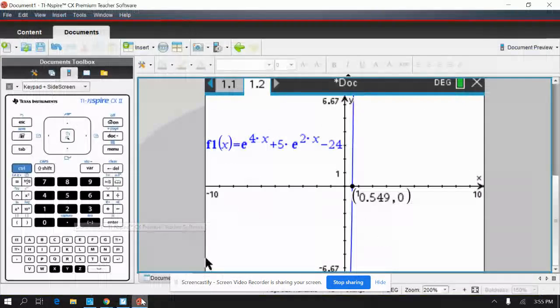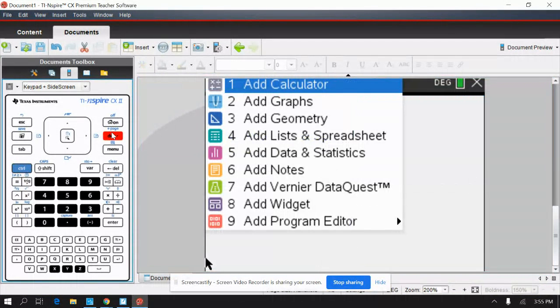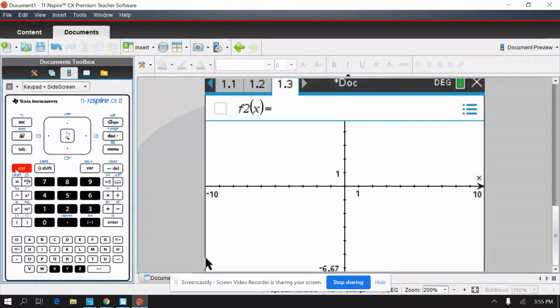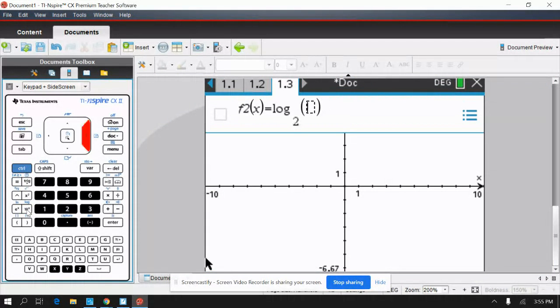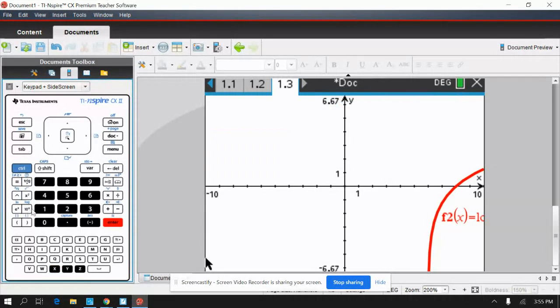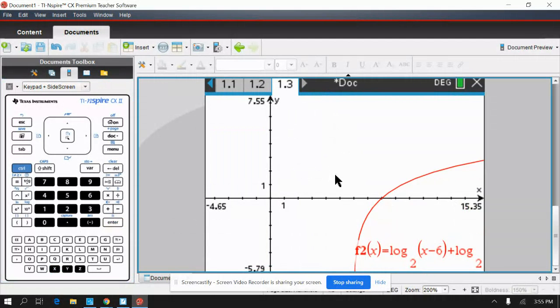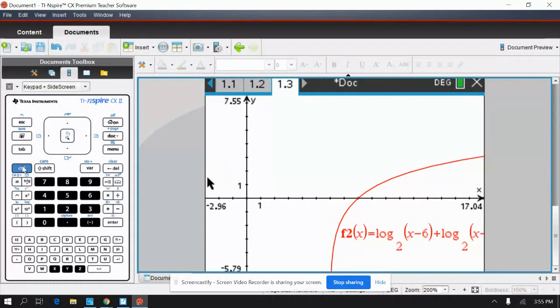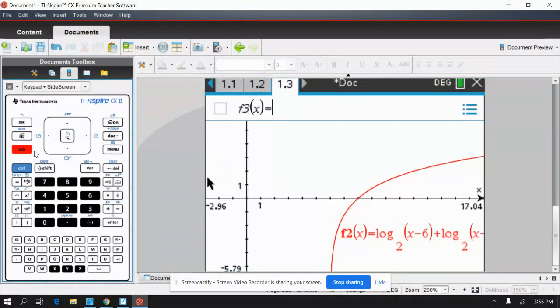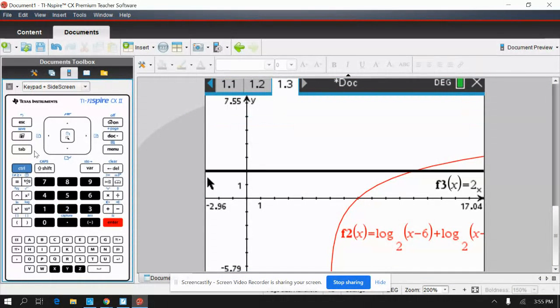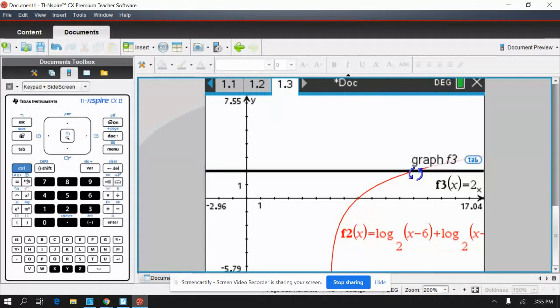Let's do that really quick. Why not? So let's add another graph. So log base 2 of x minus 6 plus log base 2 of x minus 4 minus log base 2 of x. Okay, there's that graph. And then the other one was y equals 2. And obviously they equal each other once right here.